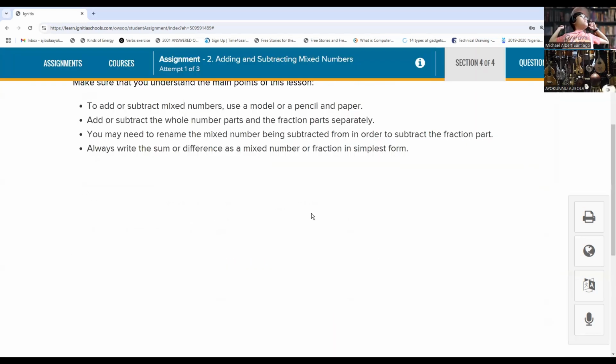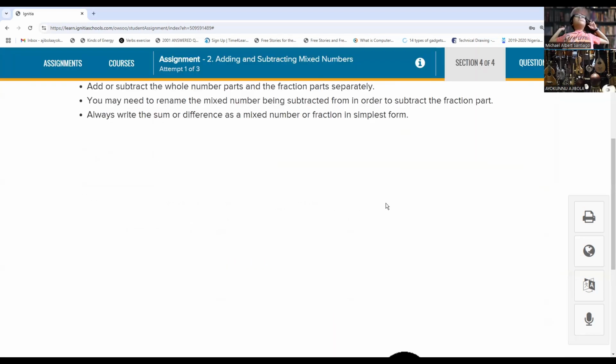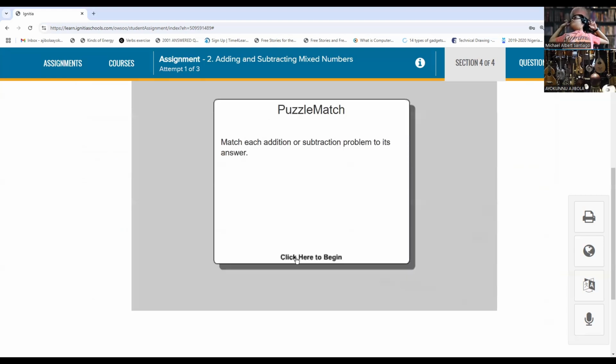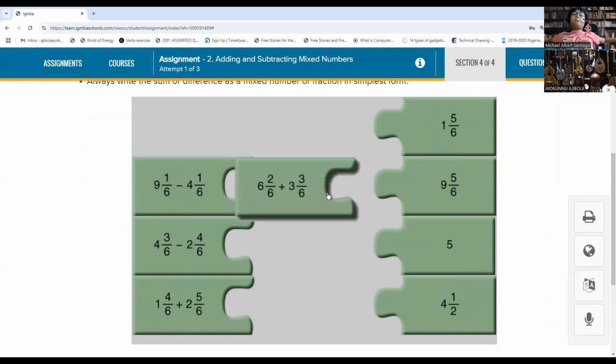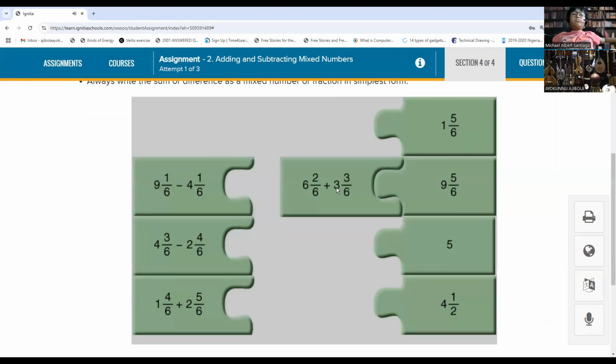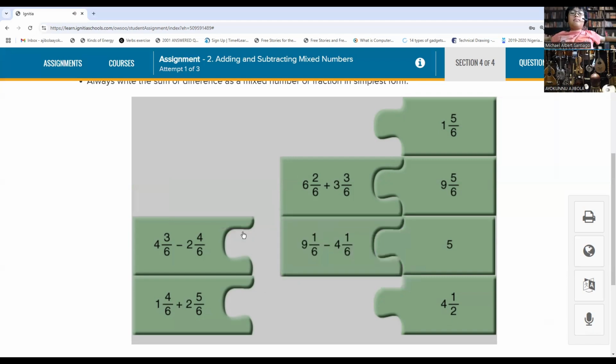So let's check what's next for us to do. We want to match the puzzle. So let's solve these fractions. Look at this. 6 plus 3 is 9. And 2 plus 3 is 5. So that is 9 5 over 6. 9 minus 4, Miggy, I want you to concentrate. 9 minus 4 is 5. And 1 minus 1 is nothing.